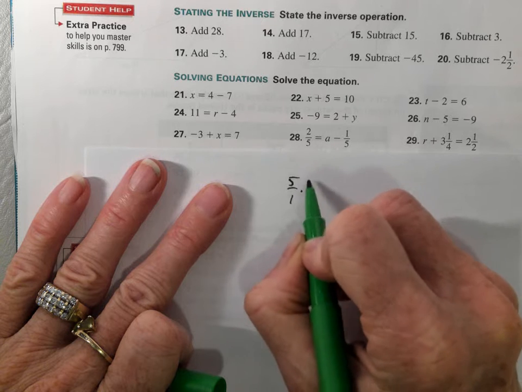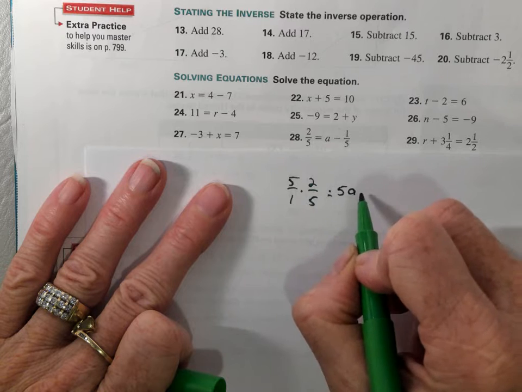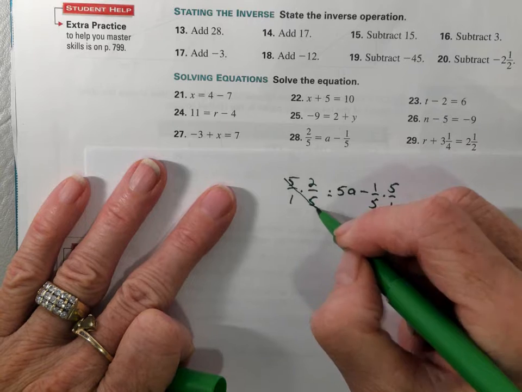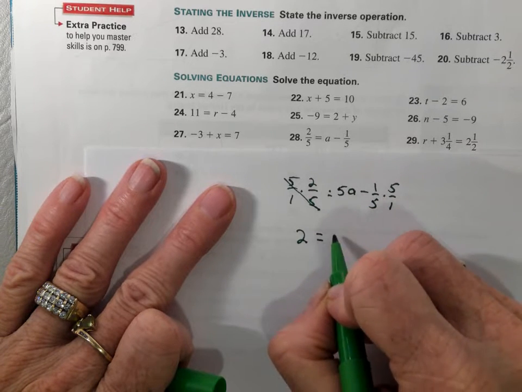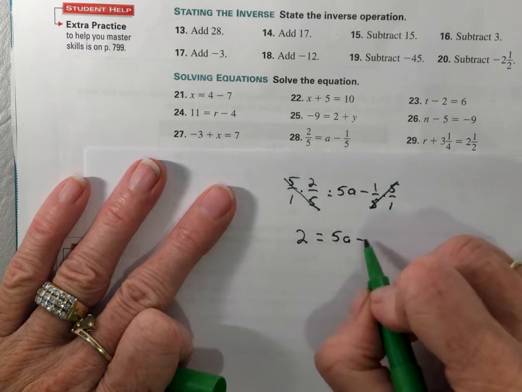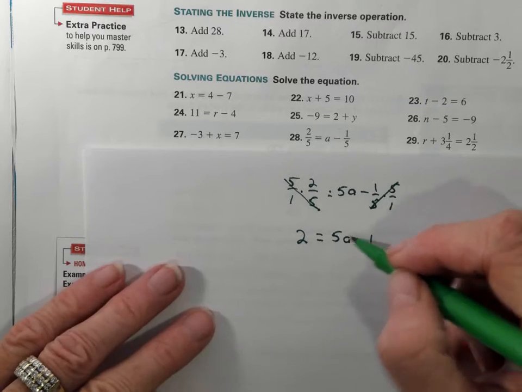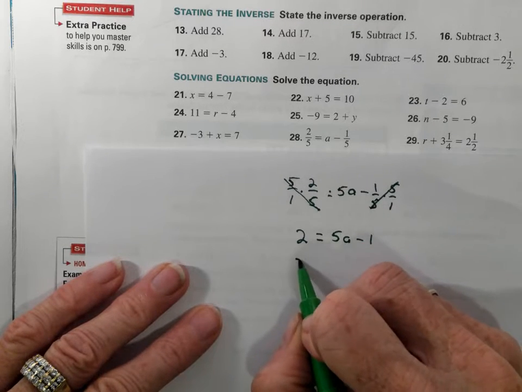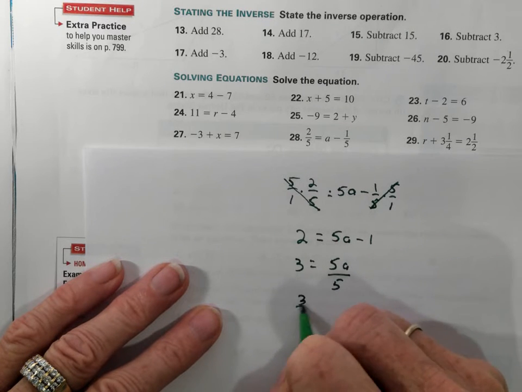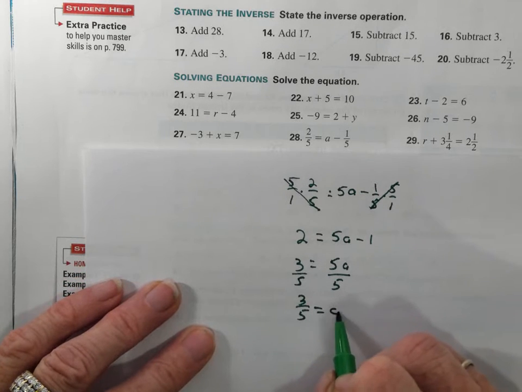So 5/1 times 2/5 equals 5 times a minus 1/5 times 5/1, right? Well, those cancel out. You get 2 equals 5a, and these cancel out, and you get minus 1, all right? That's exactly what you do. Then you add 1 to both sides, so you get 3 equals 5a, and then you just divide by 5 on both sides, and 3/5 equals a.